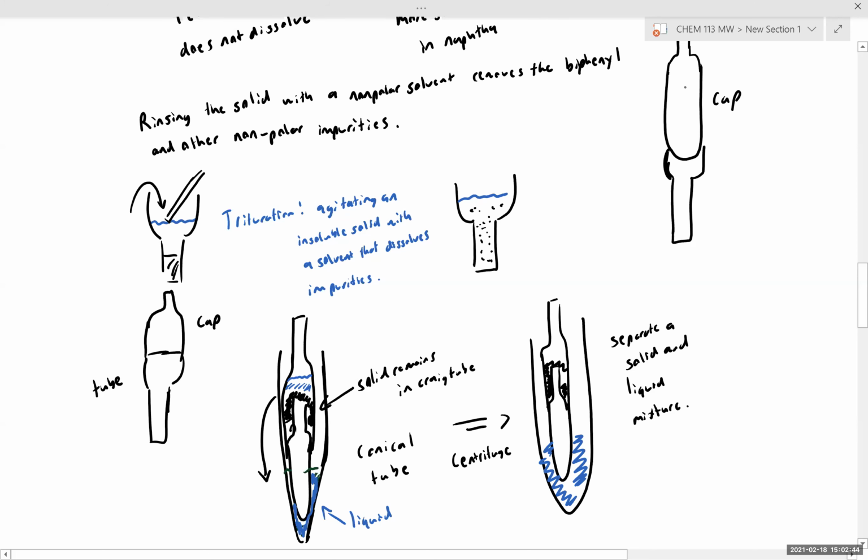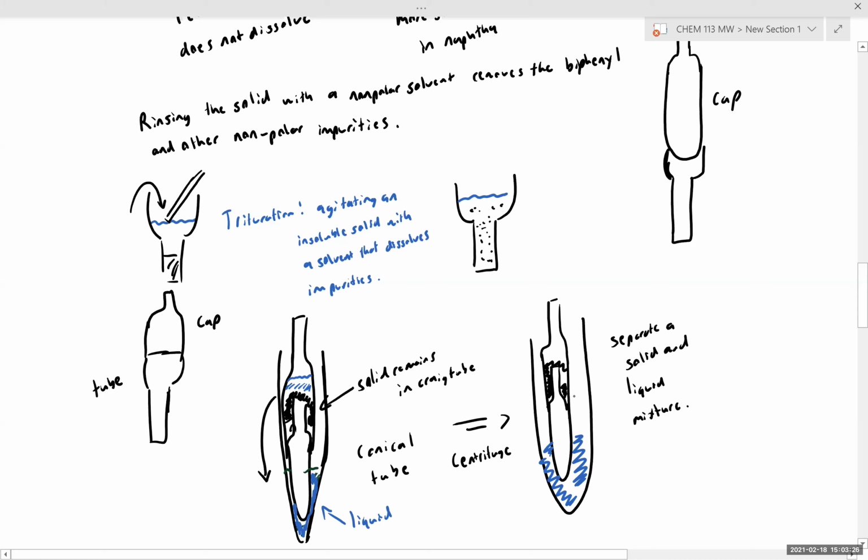tube. So the Craig tube has a cap that goes on top of the tube. And essentially what we do is we load the Craig tube with the cap inverted in a larger conical tube. And when we centrifuge our tube, the liquid will be forced through this gap while our solid remains trapped in the Craig tube. This method of trituration followed by separation using the Craig tube allows us to rinse our solid with an immiscible solvent and allows us to separate out the liquid mixture from our solid.